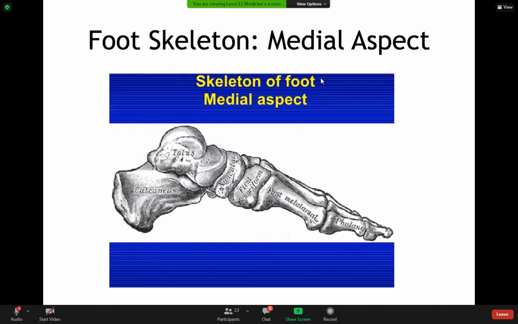So we'll start with some anatomy, the foot skeleton. Here's a diagram of the foot skeleton from the medial aspect. You can see posteriorly is the calcaneus, which forms the heel of the foot. Directly anterior to that is the talus, then the navicular, the first cuneiform, or the medial cuneiform, the first metatarsal, and then the phalanges.